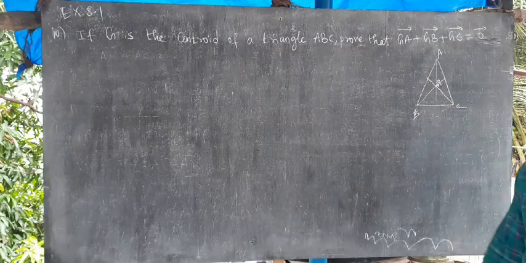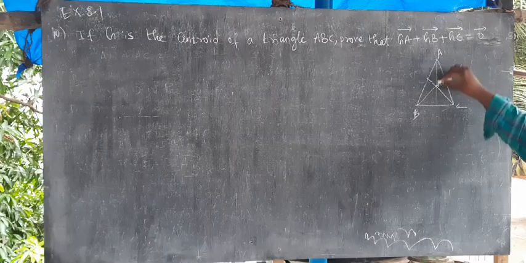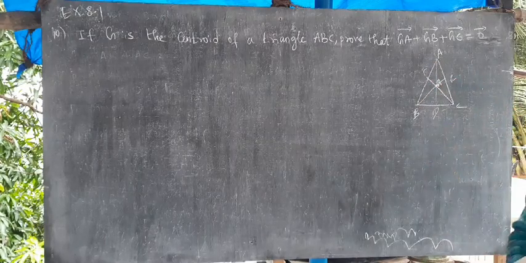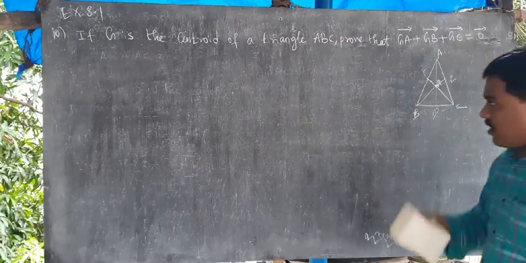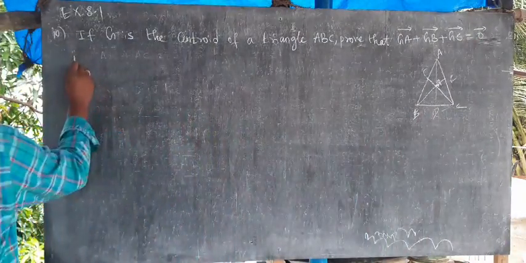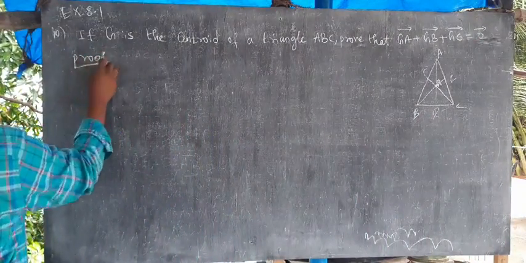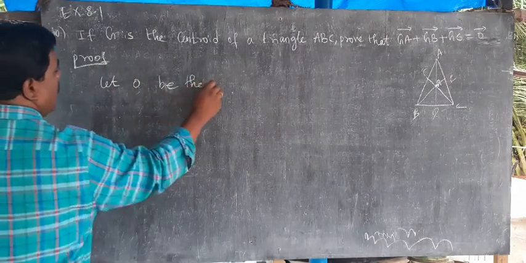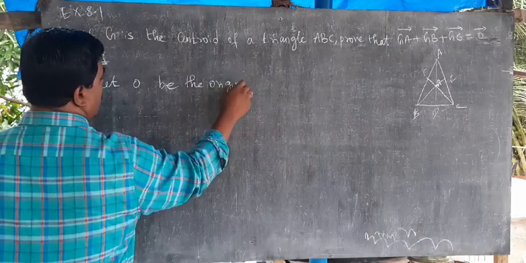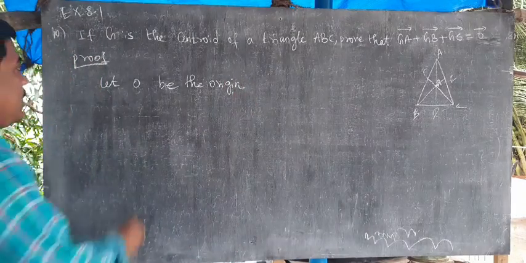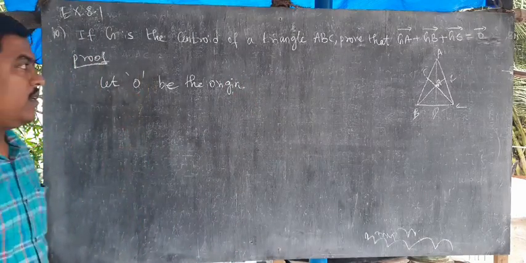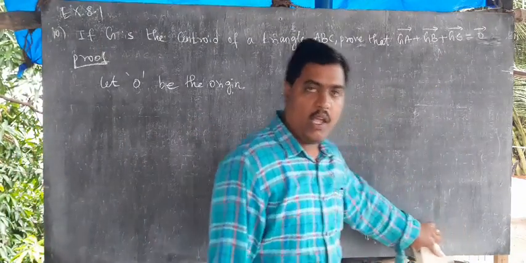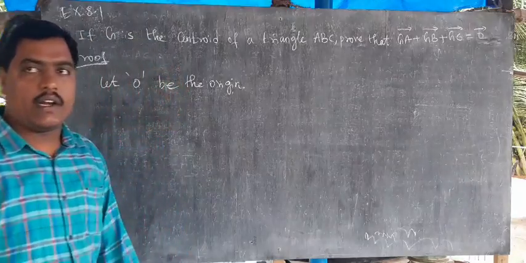So the centroid you are taking, what? O, the origin. From the origin, the vectors OA, OB, OC. Right? So here what I have written: let O be the origin. So the centroid formula is what? (x1 plus x2 plus x3) by 3, (y1 plus y2 plus y3) by 3, already I have written.